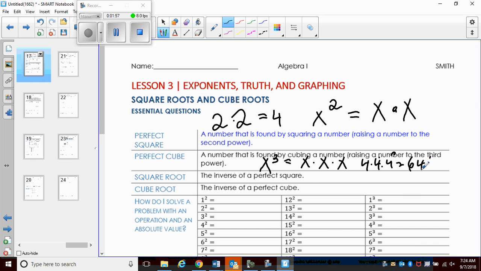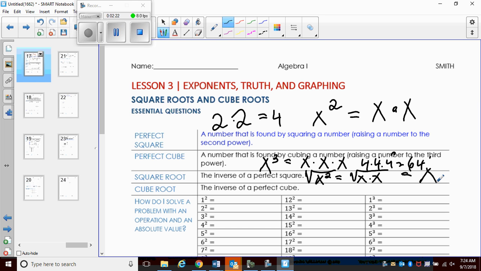So the opposite of saying x squared is the square root of x squared. That's like saying the square root of x times x. And what it's asking is, how many pairs of x's do I have inside of the radical? Well, I have 1 pair. So 1 comes out and 1 goes away.